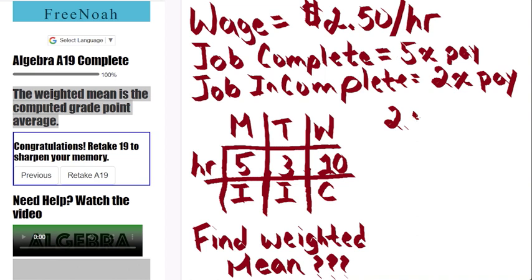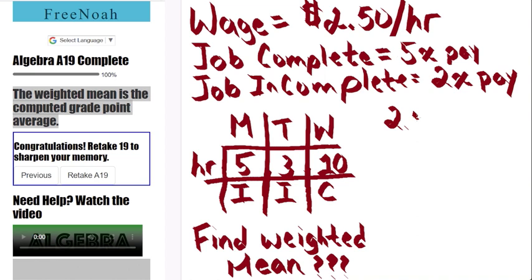So here we have wage equaling $2.50 an hour. If you complete the job, you get 5 times the pay. If you do not complete the job, you get an incomplete for the job. You only get twice the pay here.